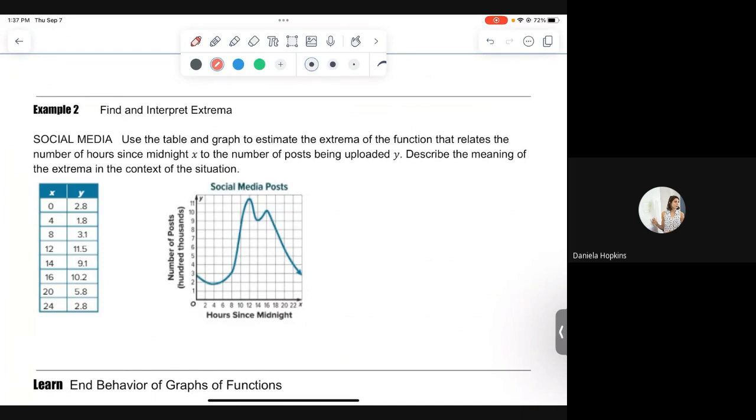All right, example 2. This is a problem with context. I do not know when this data was collected, but it's interesting. So example 2 says, use the table and graph to estimate the extrema of the function that relates the number of hours since midnight, which is our x, to the number of posts being uploaded, which is our y. We're going to describe the meaning of the extrema in the context of the situation.